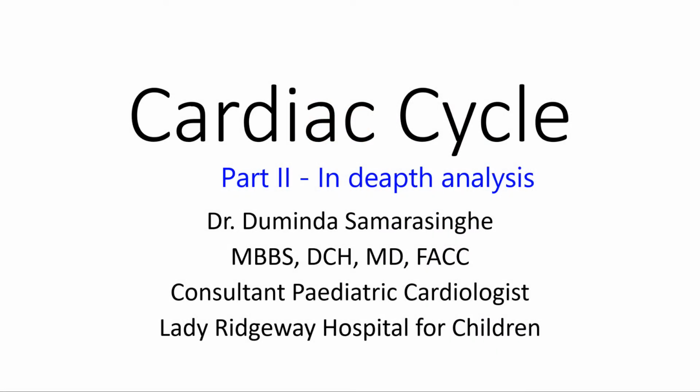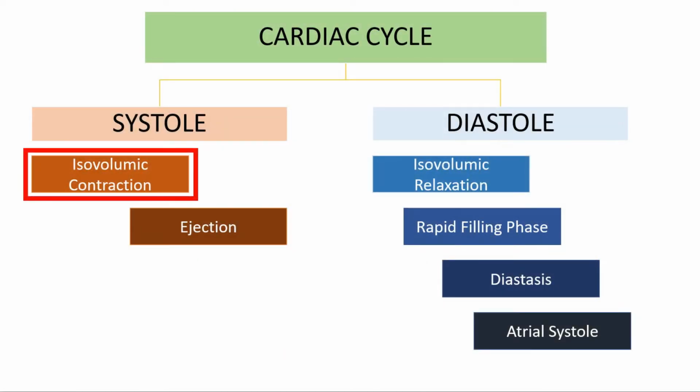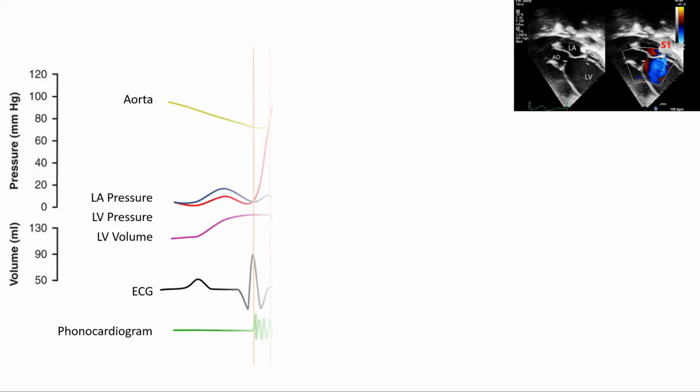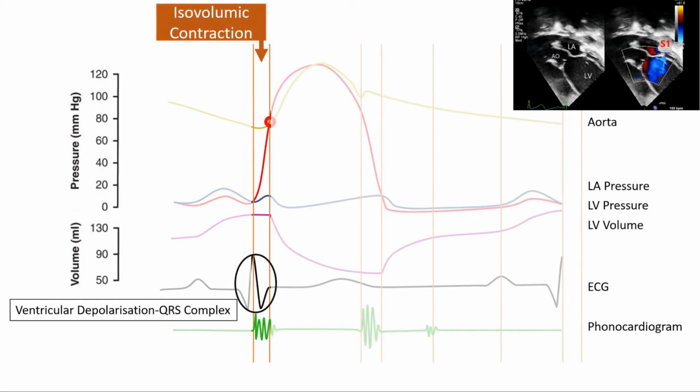First we will concentrate on systole, and out of systole we will concentrate on the first phase of systole, which is called isovolumic contraction. Isovolumic contraction starts with the QRS complex in ECG. With the QRS complex, we know the electrical activity goes through the ventricular myocardium and that induces ventricular contraction. With ventricular contraction, there is rapid rise in ventricular pressure.